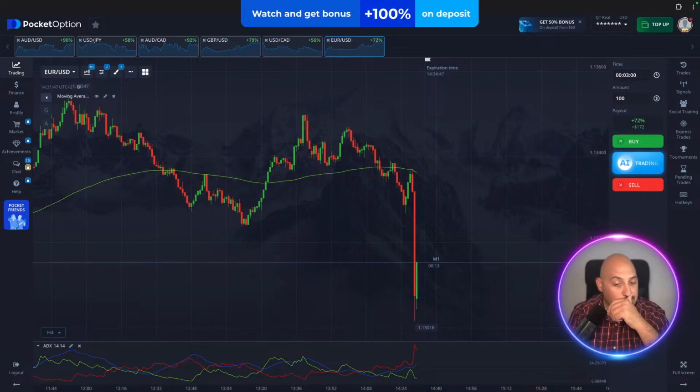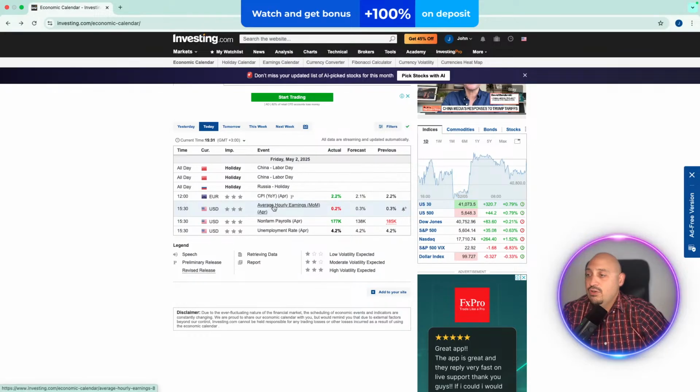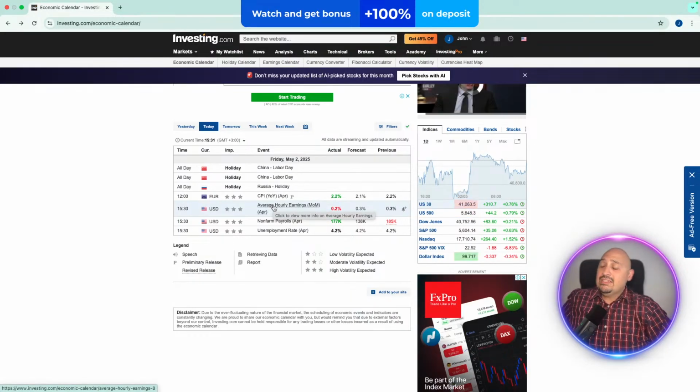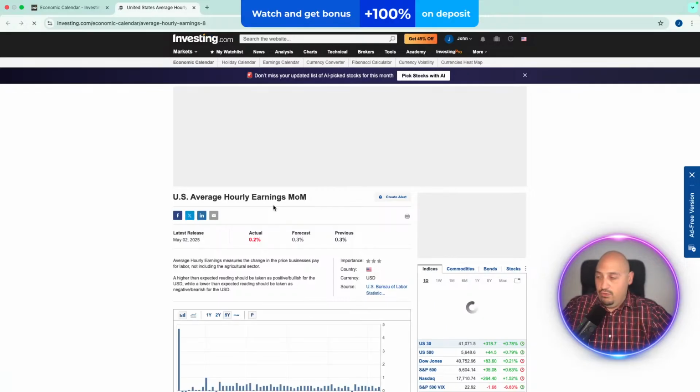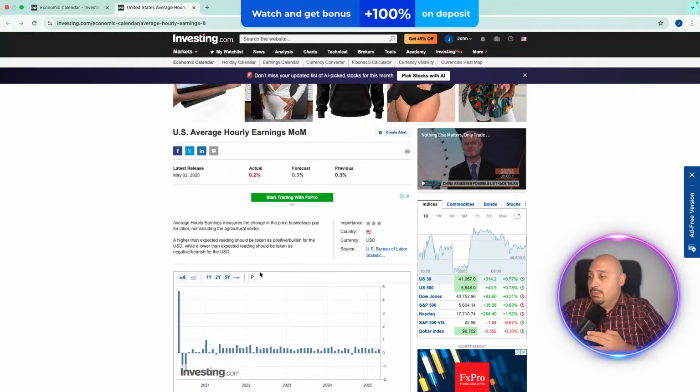Market news must be understood, explained to newer traders. Well, let's go to the market news then. All right. So the average hourly earnings, that's one market news that I'm going to open and give you more insight into. As I explained earlier, guys, it measures the change in the price businesses pay for labor, not including the agricultural sector. Very normal, because don't forget, guys, agriculture doesn't work 12 months in a year. It's season by season. That's why they don't include it.